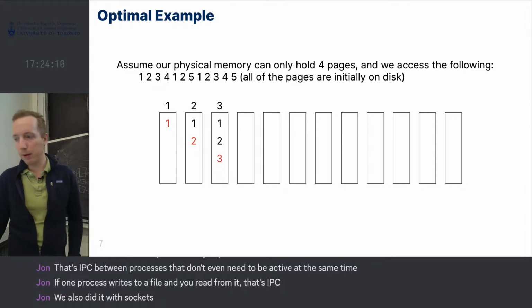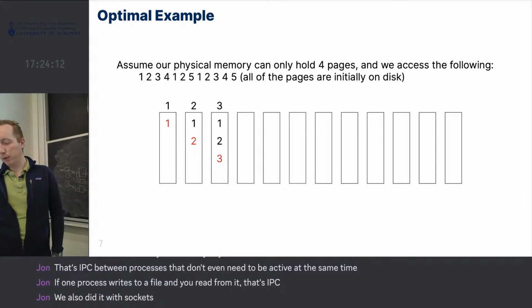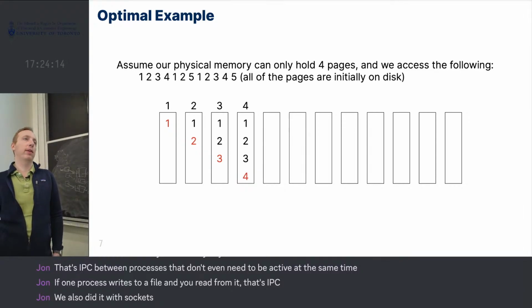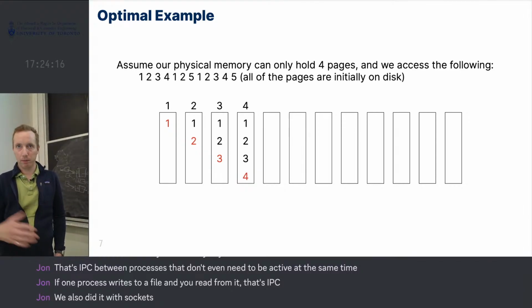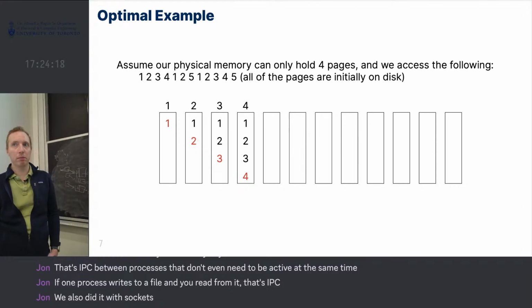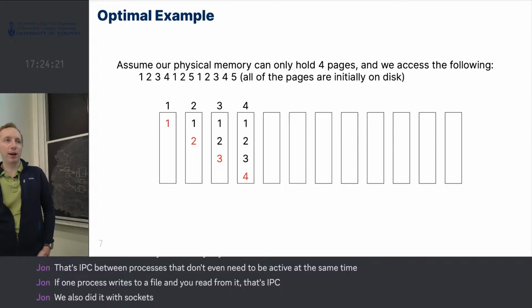Now it's in physical memory. Next I access page 4, I have to read it in from disk. Now it's in physical memory. So any questions about that? Should be the first 4 accesses in this, if nothing is on the disk, will all be page faults.